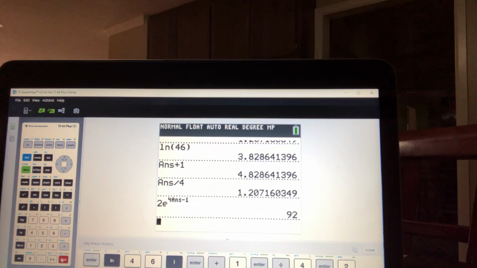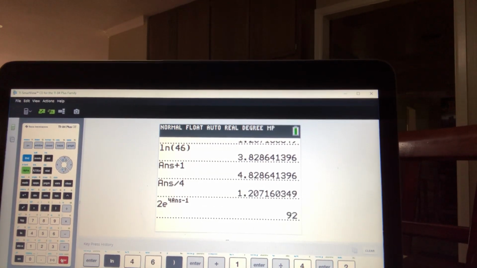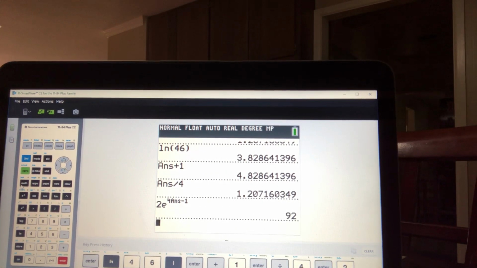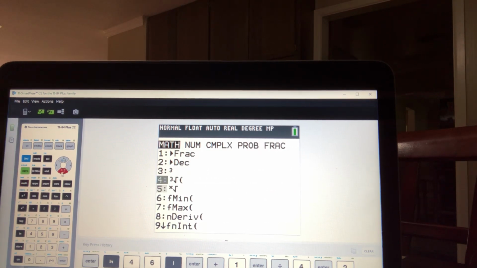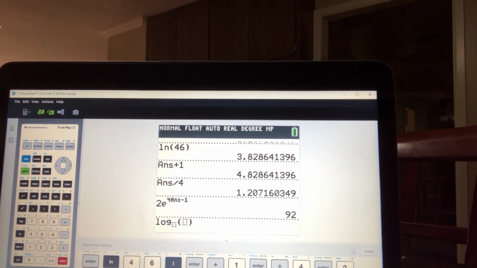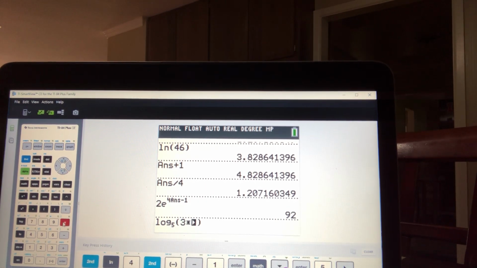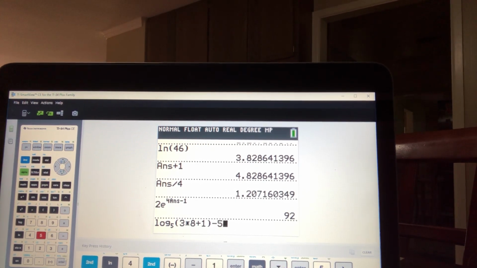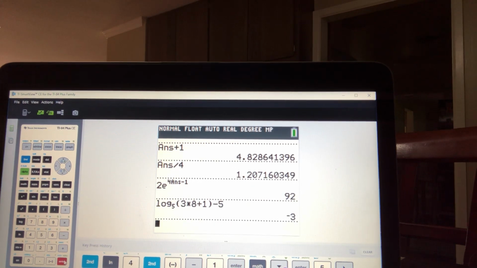Okay, so some of you have that log-based choice in math, so I'm going to go there first, all the way to the bottom. Is log base. So it was a 5 base. Inside the parentheses, you would put 3 times, we didn't use a calculator for this, but you'll just have to put in the 8 yourself. 3 times 8 plus 1. Then you would need to go outside of the parentheses and put your minus 5, subtraction by 5. And you will get -3, which is what it should have been.